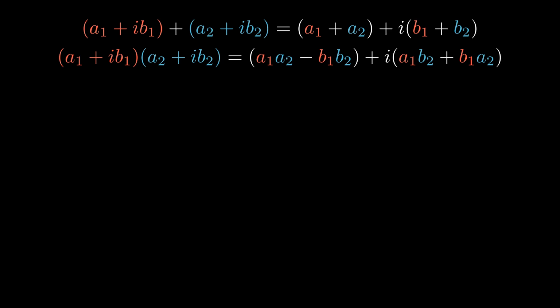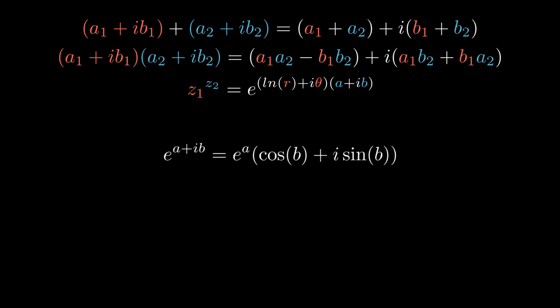One last operation we will need for the rest of this video is raising a complex number to the power of another complex number. We can define such operation by writing the base in polar coordinates, while writing the exponent in Cartesian coordinates. Then, since the exponential and the logarithm cancel each other out, and with a little math magic, we can rewrite the operation as an exponential of a single complex number. Finally, we can use the famous Euler's formula to determine the real and imaginary components of this operation.